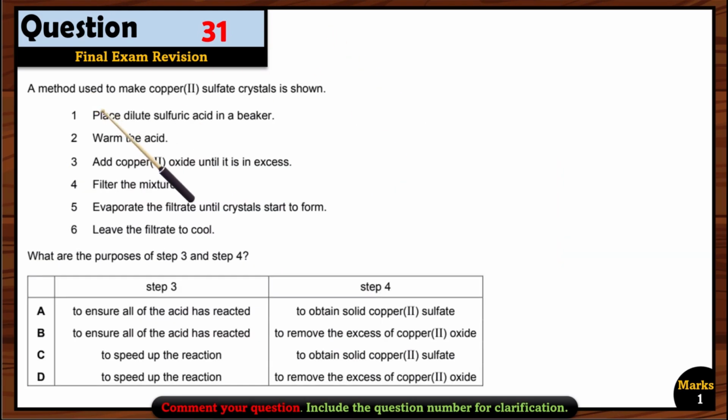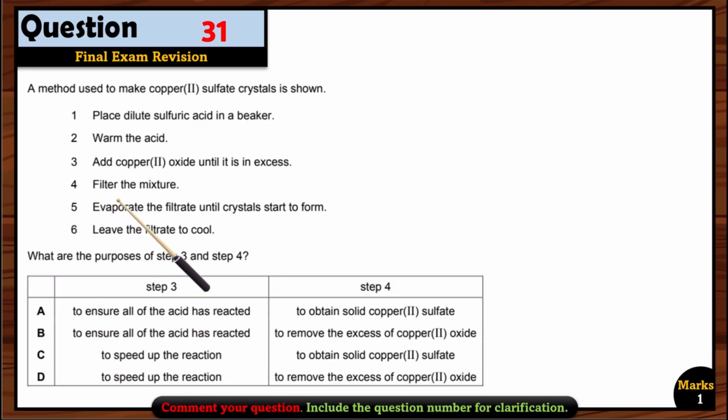Question 31. A method used to make copper sulfate crystals is shown. What are the purposes of step 3 and step 4? So what is step 3? Add copper oxide until it is in excess. Why do we have to use it in excess amount? Because we want all the sulfuric acid to be used in this method. So, to ensure all the acid has reacted, option A or B can be right.